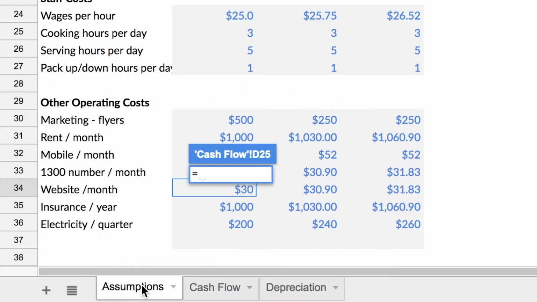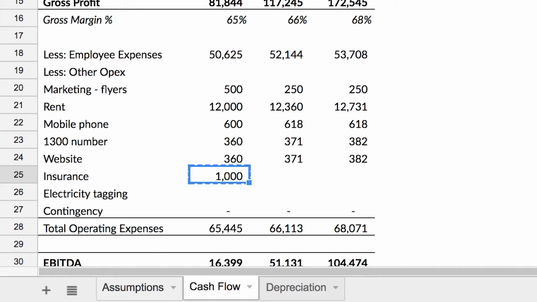Insurance, let's go back. Now our insurance is an annual cost, so an annual input, so we don't need to multiply that by 12. We just draw that annual number, $1,000 in year one.